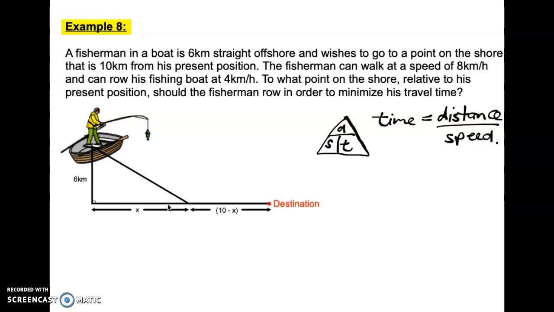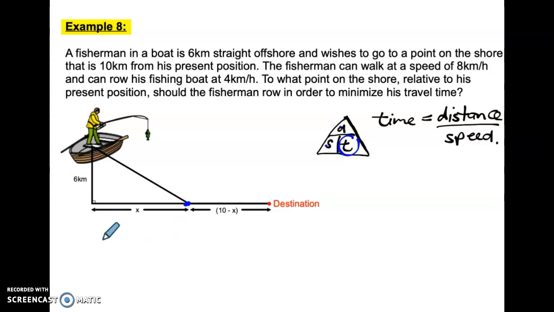Okay, x this time is actually what we're looking for, because we're looking for how far along the shore he should land. Okay, so x kilometers along the shore would be that blue point right there. And since we're dealing with time and they give us speed and distance, we are going to have to relate time to distance and speed. Okay, and if you've seen these triangles before, you can use that to remember it. So remember that time is equal to distance divided by speed.